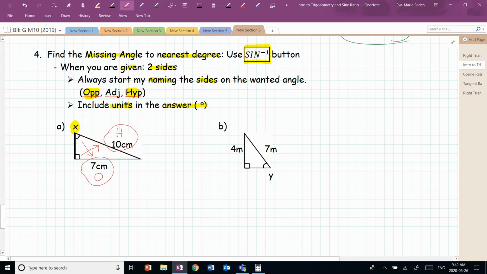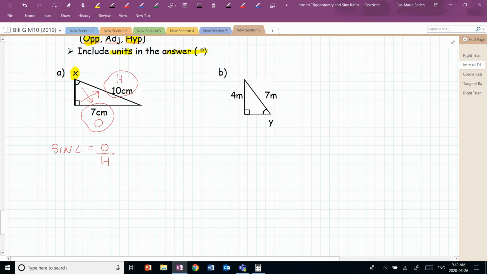So use the same ratio. The sine of an angle is equal to the opposite over the hypotenuse. Substitute these 3 pieces of information, x, 7, and 10, into the formula. So the sine of x, we don't know what that is, that's what we're trying to figure out, is equal to the opposite. The opposite is 7, and the hypotenuse is 10.